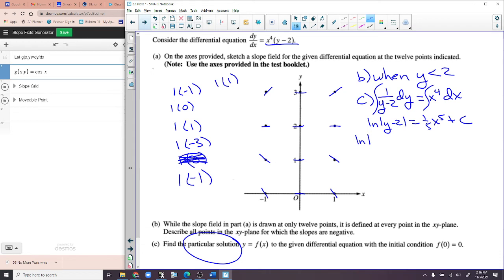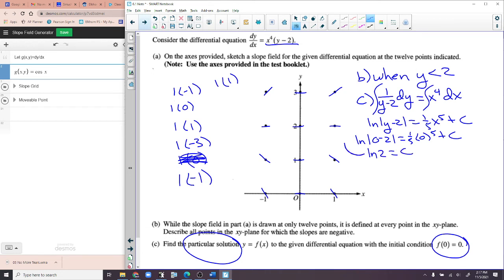The point is 0, 0. 0 minus 2 is equal to 1/5, 0 to the 5th, plus c. Don't skip that step. You can do that in your head all day long. I know that. So can I. Show that you're using the point. That's worth a point. It's worth the effort. That's natural log of 2 is equal to c.